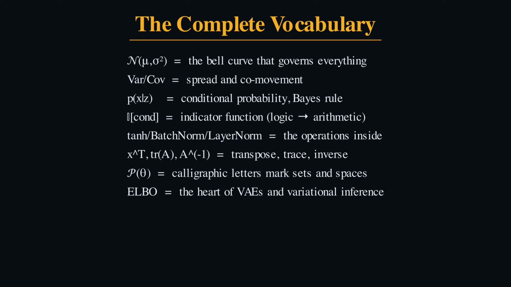Tanh, BatchNorm, and LayerNorm are the operations inside every network. Transpose, trace, and inverse are the matrix operations you see everywhere. Calligraphic letters mark abstract spaces and families of functions. And the ELBO is the objective that trains variational autoencoders.